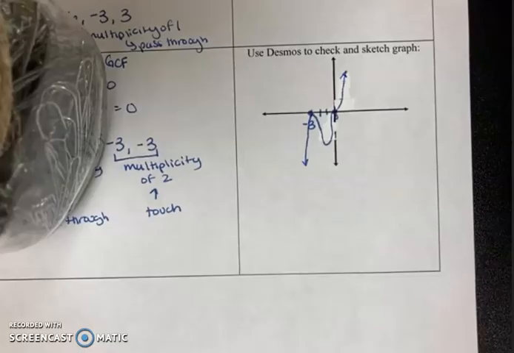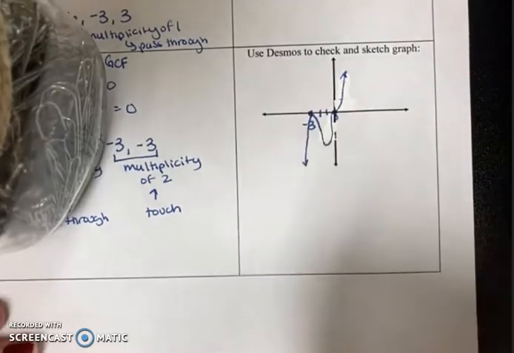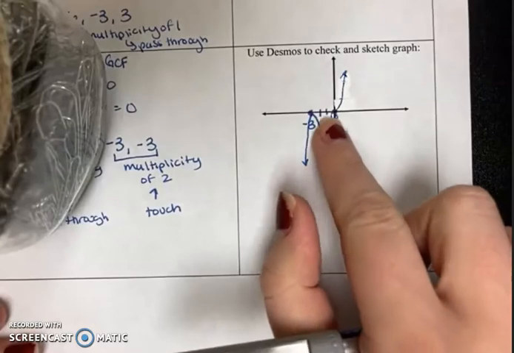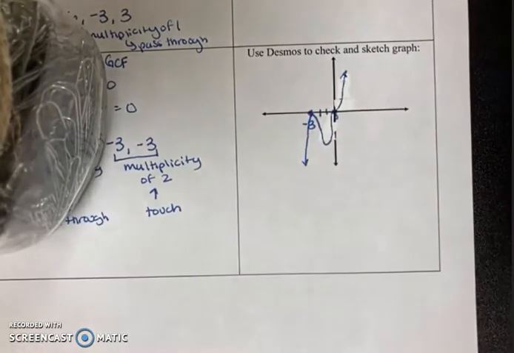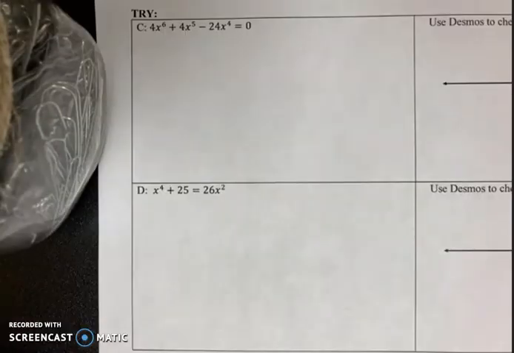So I pop back over to my notes, just did a rough sketch showing my 2 x-intercepts, and I did a very poor job, but you can kind of see how it starts to bend around that x-intercept of 0. You are now going to try C and D, so pause the video, attempt those problems, and hit play when you are ready to check your work.